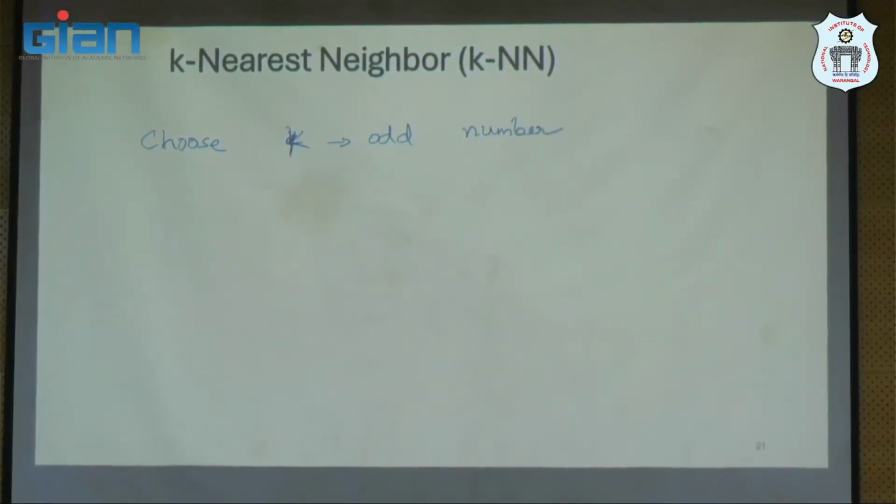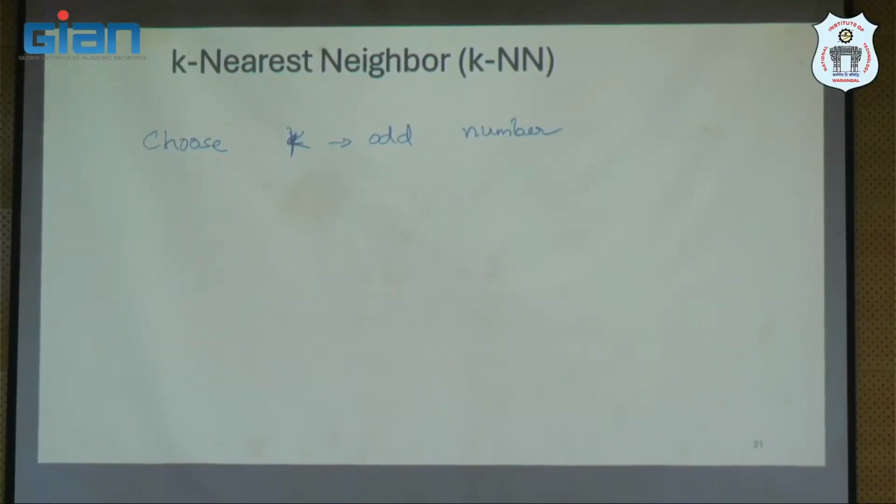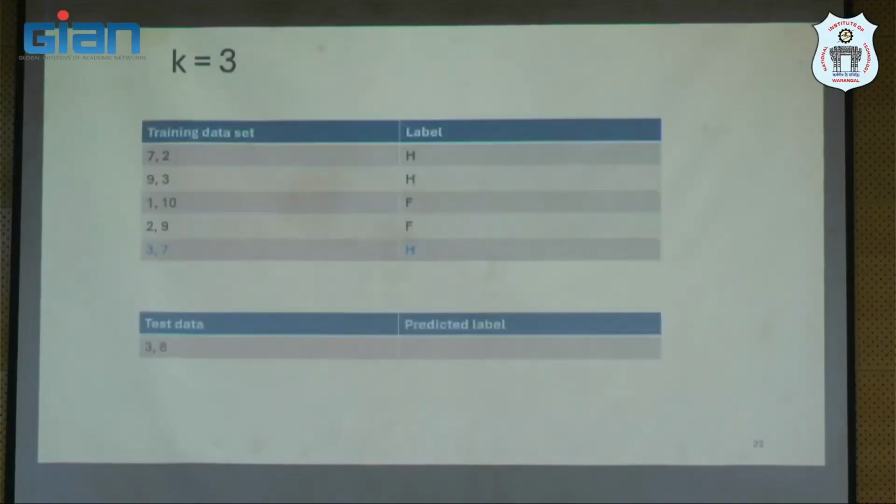So k can be 1, next one will be 3. So you ask 3 people. Okay? So for the same example, if you ask 3 people, this is root 1, this is root 2, this is root 8. Am I correct? So if you ask the 3 closest to the test point, 2 will be saying faulty, 1 will be saying healthy. So what will you have to do?